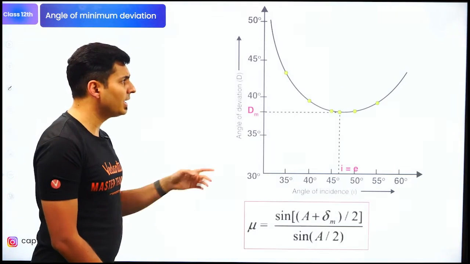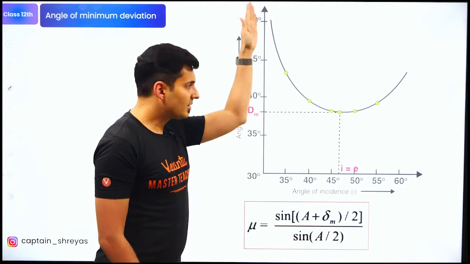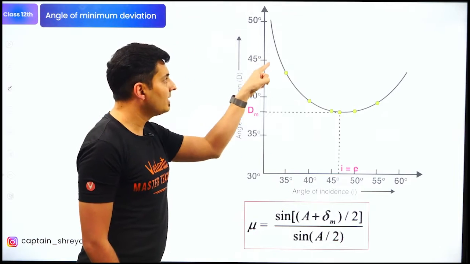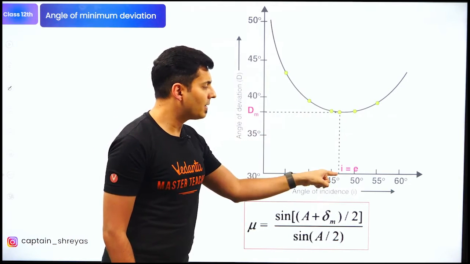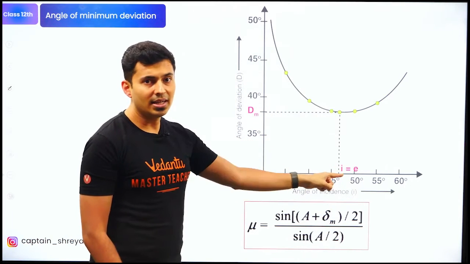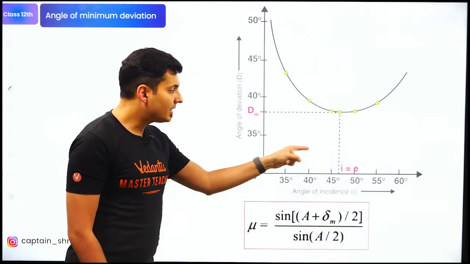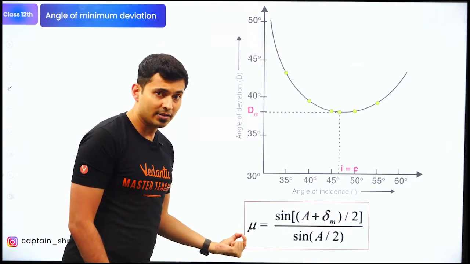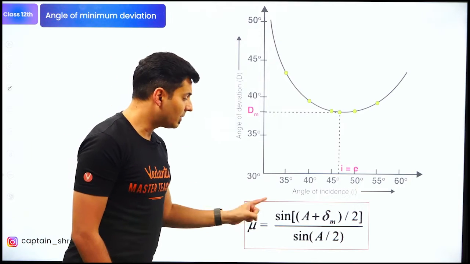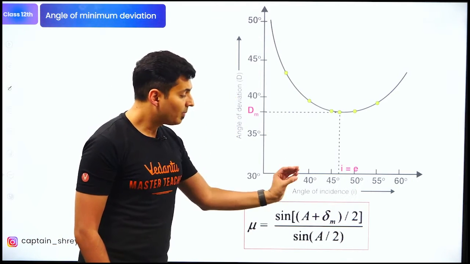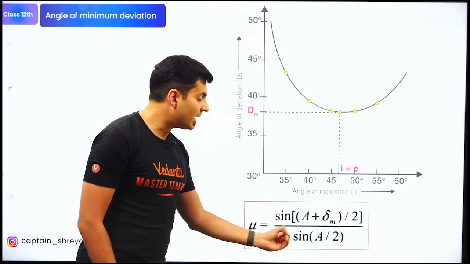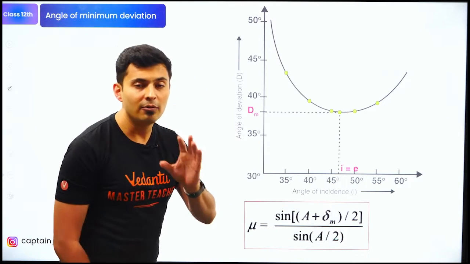If you look at it graphically, the graph looks curved. This is deviation, this is incidence. If you change the angle of incidence, you will see the deviation keeps changing until it hits the minimum value when both incident and emergent angles are equal. And in that particular situation, the refractive index of the prism is sine of (angle of prism plus delta minimum, which is minimum deviation) by 2, upon sine of angle of prism divided by 2.